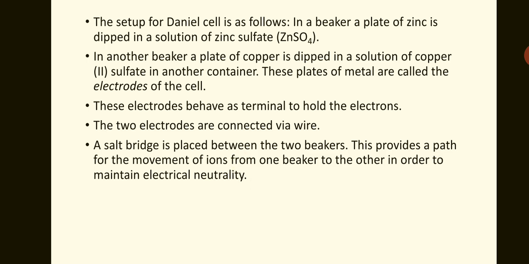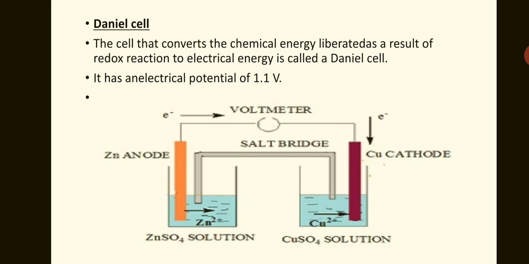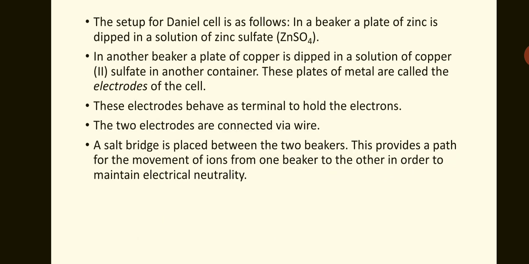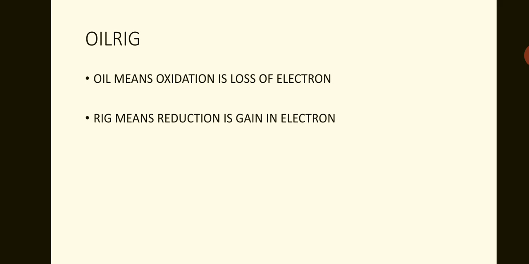So this is the main function of the salt bridge. It maintains electrical neutrality between the two beakers by providing a path or channel for the movement of ions from one beaker to another. So I have explained the description of the Daniell cell, and I have also explained what a redox reaction is.